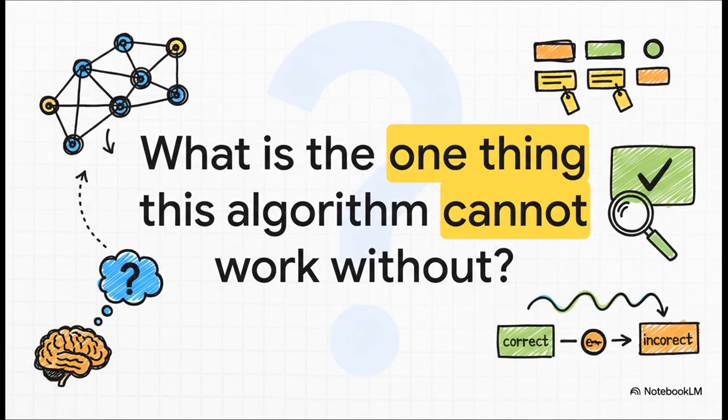The math is beautiful, the process is surprisingly intuitive when you break it down, but it all hinges on one thing. The network can only learn from a mistake if it knows what the right answer was supposed to be in the first place. So what is the one thing this whole incredible learning machine cannot function without? The answer is data. And not just any data, good, clean, labeled data. Because without that correct label, there is no mistake. And without a mistake, there is absolutely nothing to learn from.